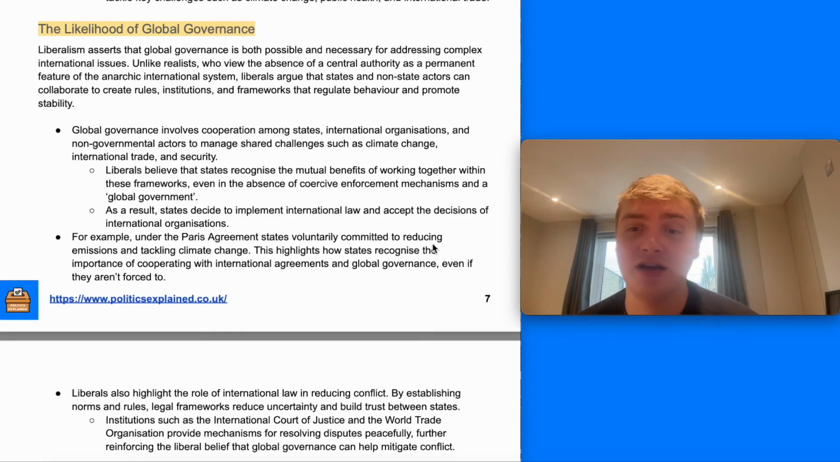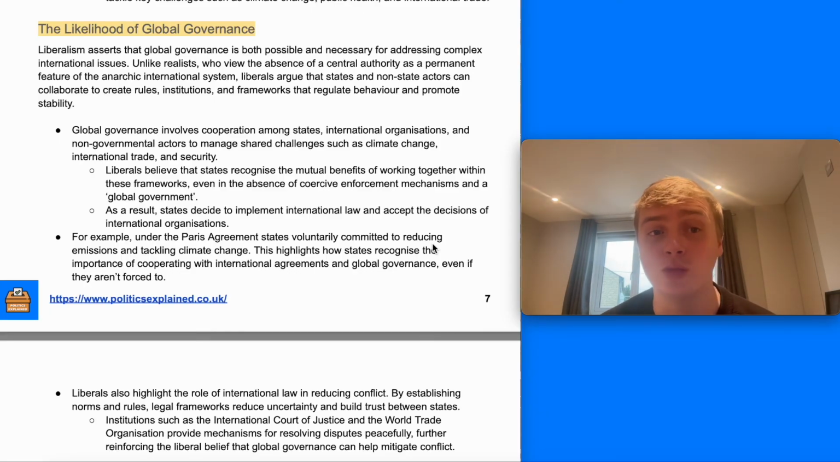The next key liberal idea we're going to have a look at is the likelihood of global governance. Unlike realists, who argue that the competition between states means that there can never be cooperation, never be peace and an effective and stable global order, liberalism really disagrees and asserts that global governance is both possible and necessary for addressing complex international issues.